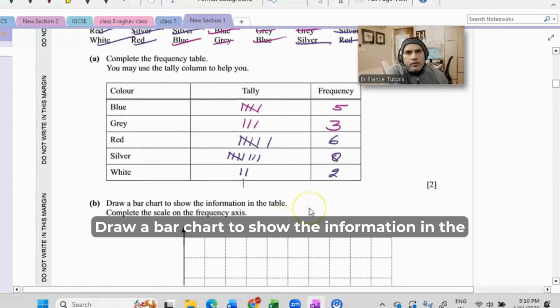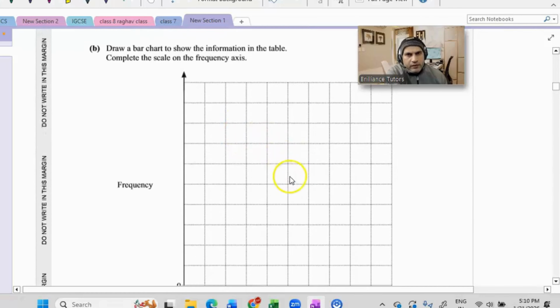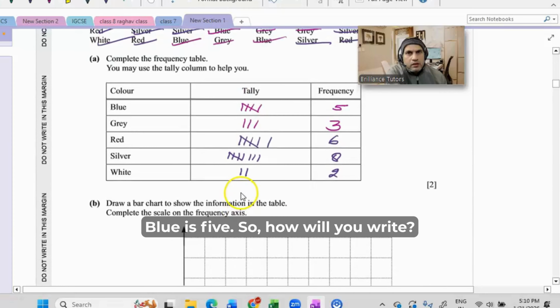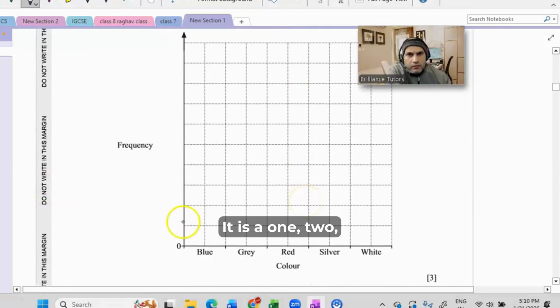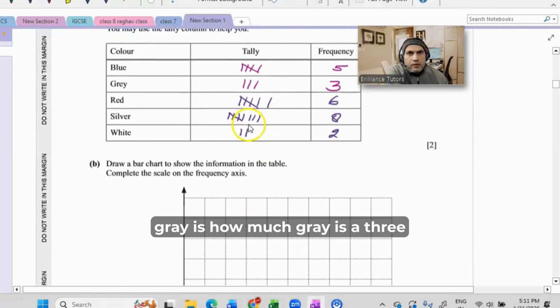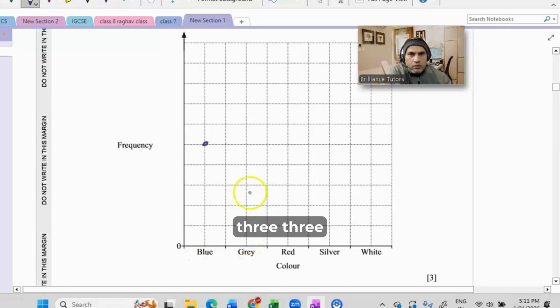Draw a bar chart to show the information in the table. Complete the scale on the frequency. Okay, how much is blue? Blue is 5. So how will you write it? It's 1, 2, 3, 4, 5. So this will be here, 5. Then how much is gray? Gray is 3. So 1, 2, 3. 3.